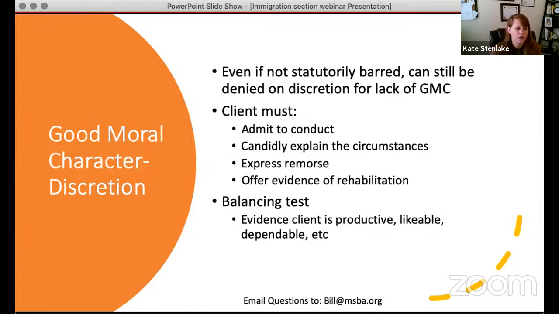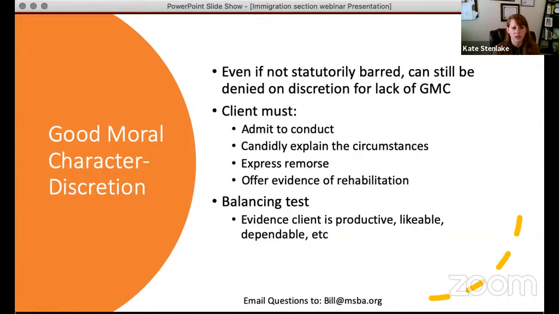Okay, so then there's the statutory bars to good moral character, but then there's also the discretionary factor of good moral character. In other words, even if your client is not statutorily barred, the judge can still deny your application on discretion if they have criminal convictions or other bad conduct.